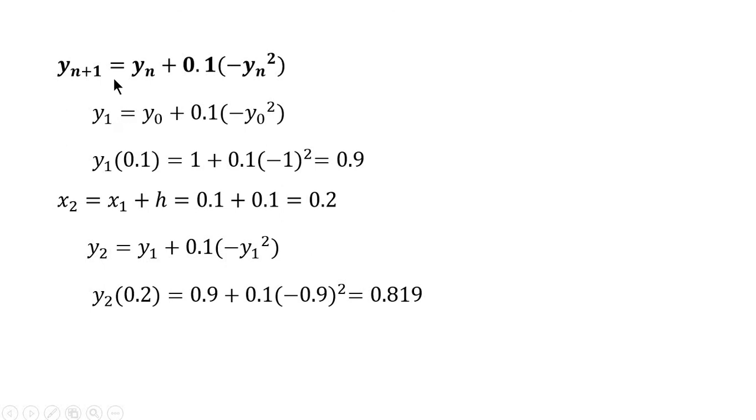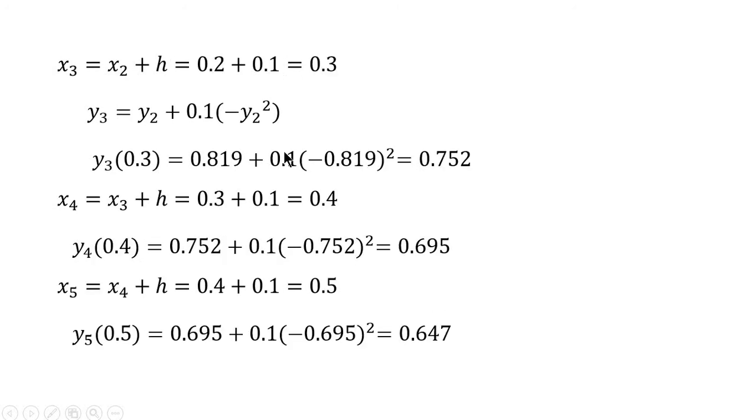Now for y1, we can use the Euler iterative formula and substitute x0 and y0 in this formula, we get y1. Similarly, x2 we have already computed in the table, it is 0.2. So y2, use the iterative formula, we get 0.819. Similarly, find x3, y3 using x2, y2. Find out x4, y4 using x3, y3. Find out x5, y5 using x4 and y4.